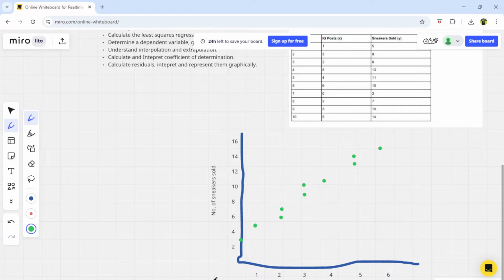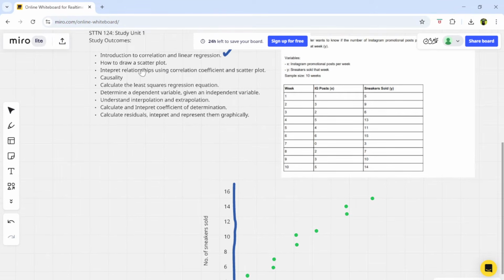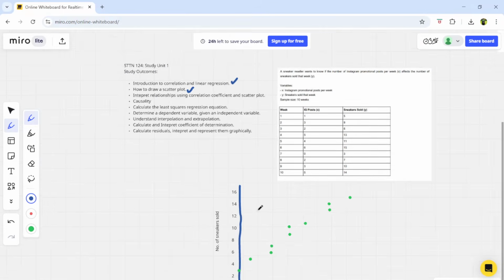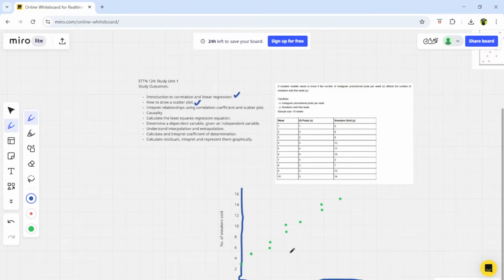So this is how you actually draw a scatter plot, as per one of our study outcomes. So I'm just going to tick that out over there. That's how you draw a scatter plot. Basically just check your x and your y, and then you draw this according to scale and put it here. Simple as that.